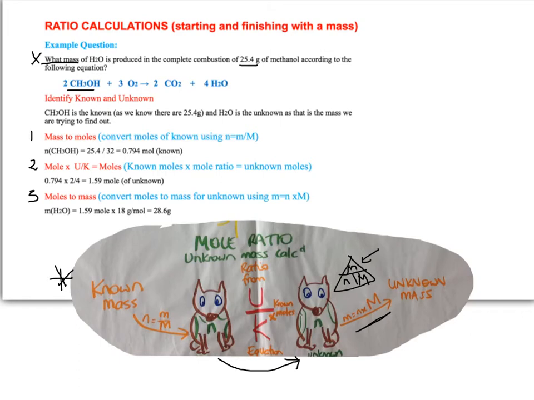So basically now we're adding to what we already know how to do. We're adding this step here, mass to moles, before we start, and then we're adding this step here, moles to mass, to what we already know. So 2 extra steps.